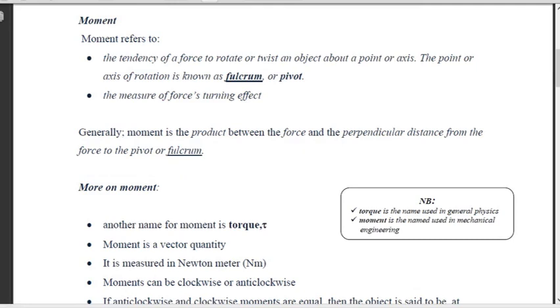Today we're going to be looking at the concept of turning effect, and the first thing we have to talk about is a moment. A moment refers to the tendency of a force to rotate or twist an object about a point or axis. The point or axis of rotation is known as the fulcrum or pivot.